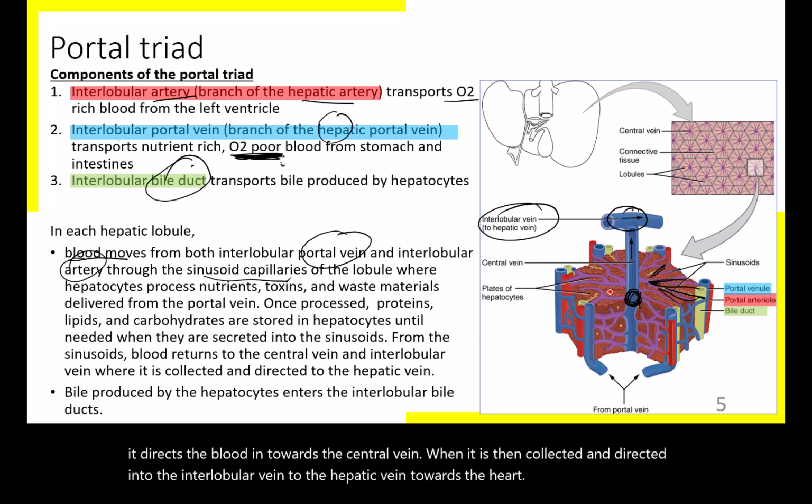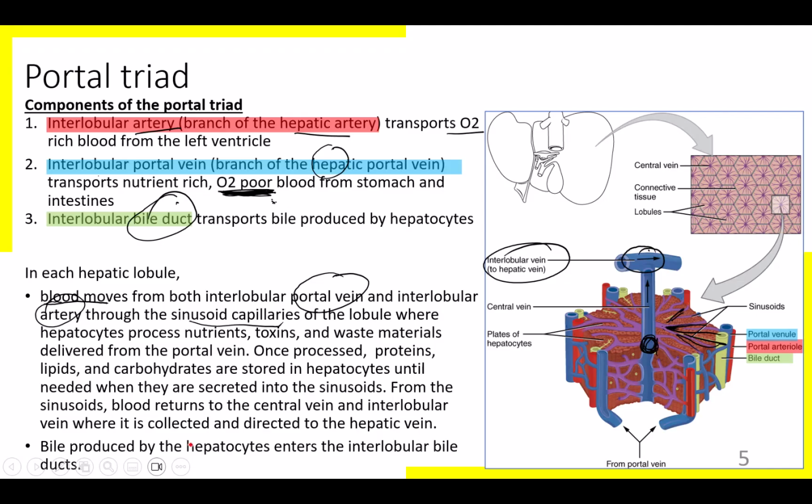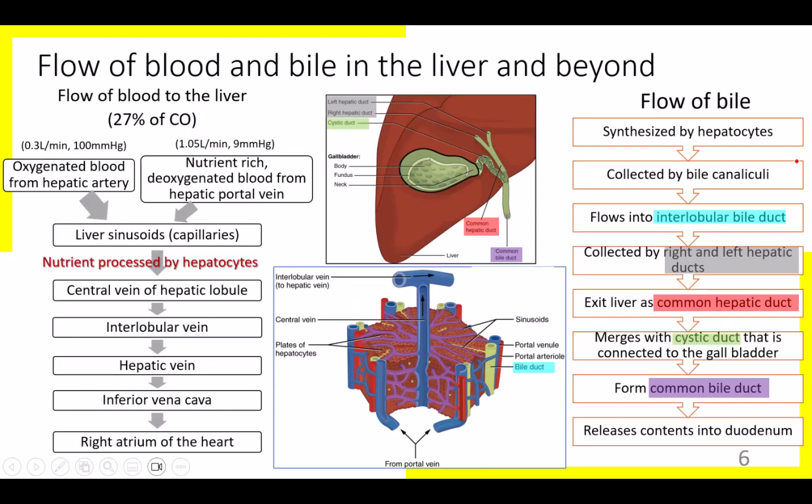Whereas bile is produced by the hepatocytes, released into the canaliculi, where it's then collected into the interlobular bile ducts. So again, what we've got here is we've got two halves. One is the flow of blood in through the liver, and you can see here that 27% of the blood of cardiac output goes to the liver.